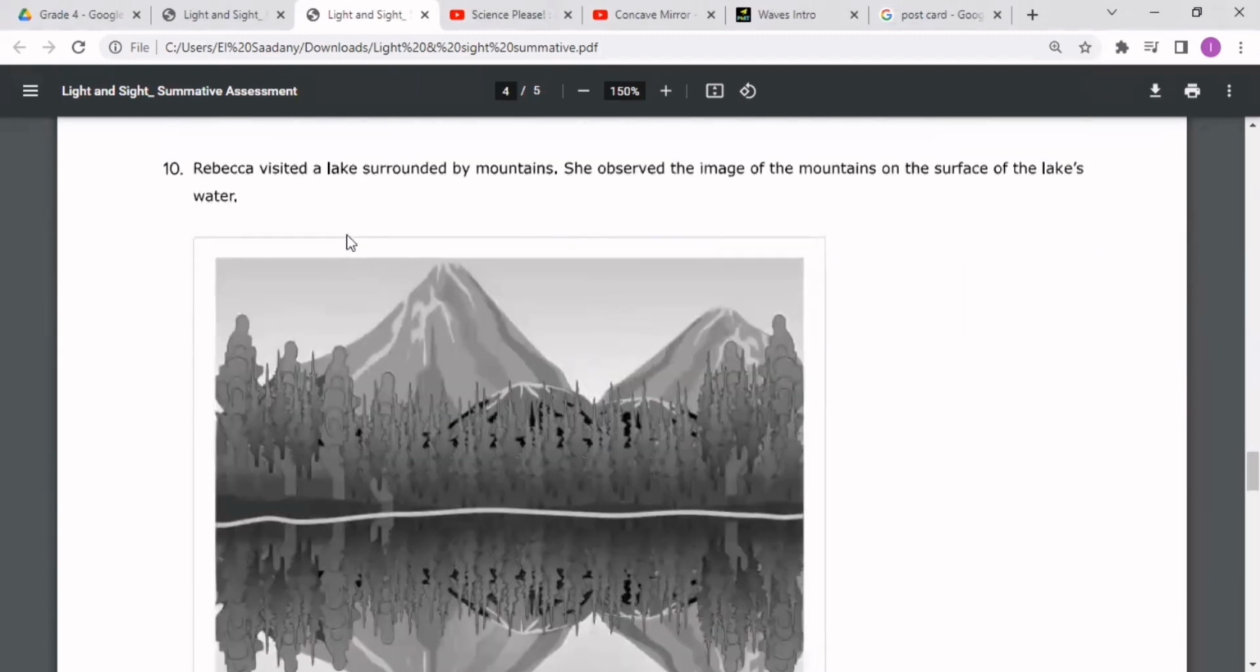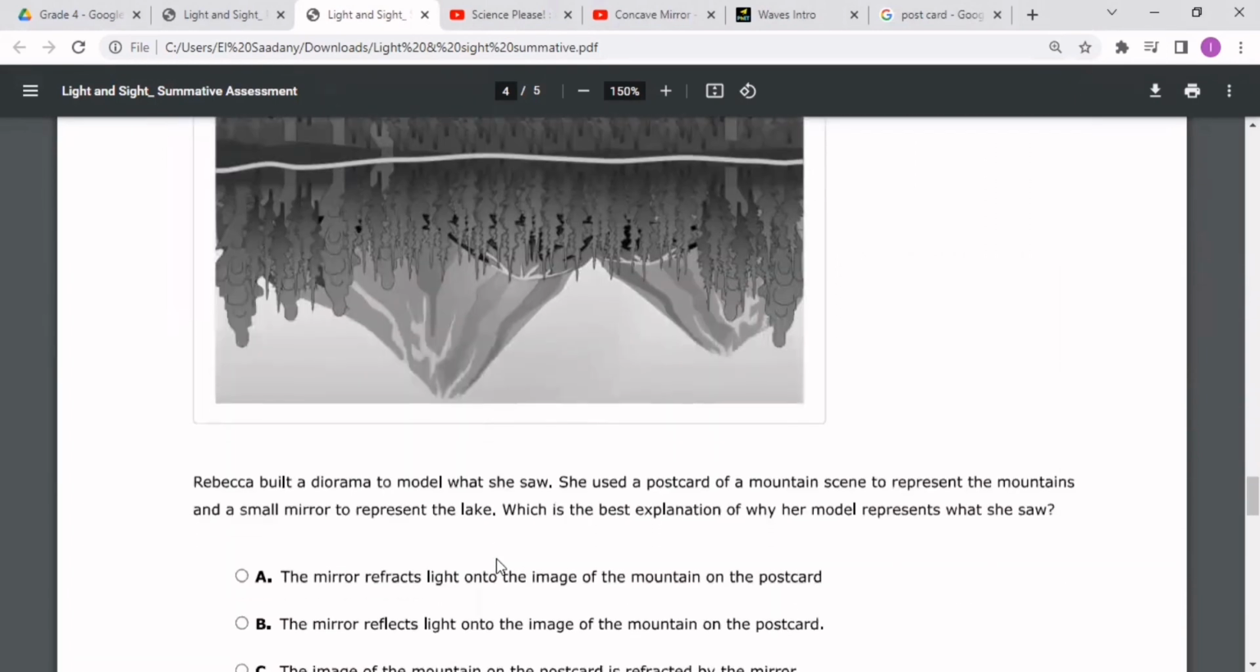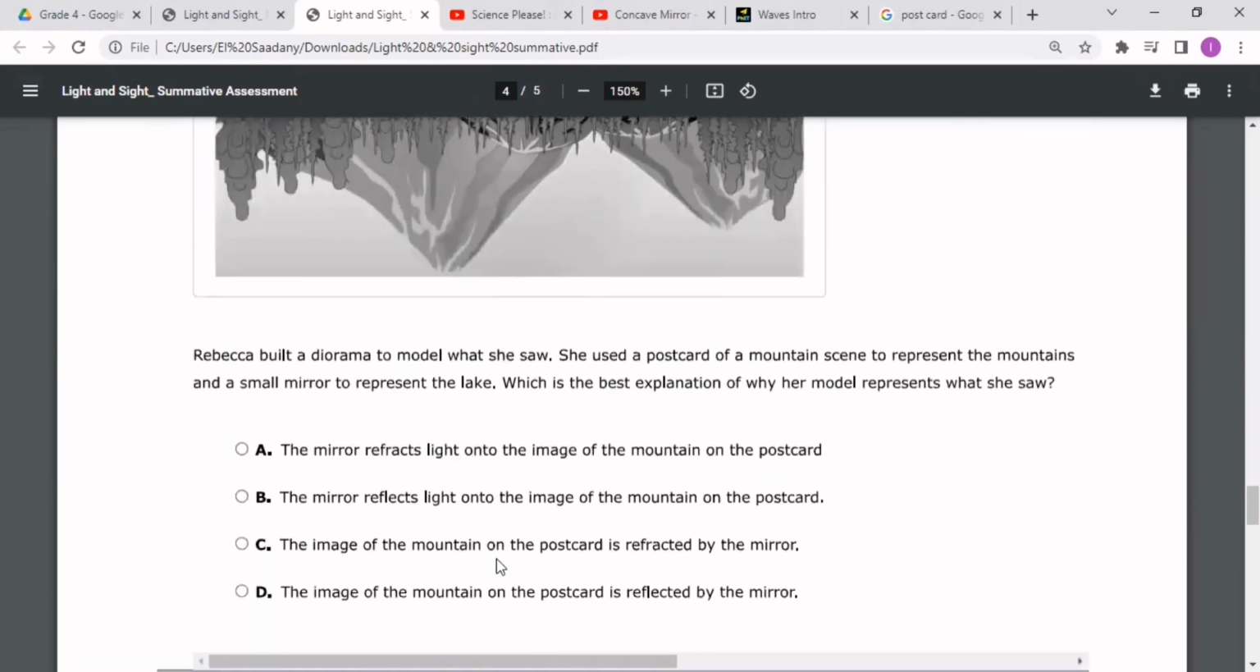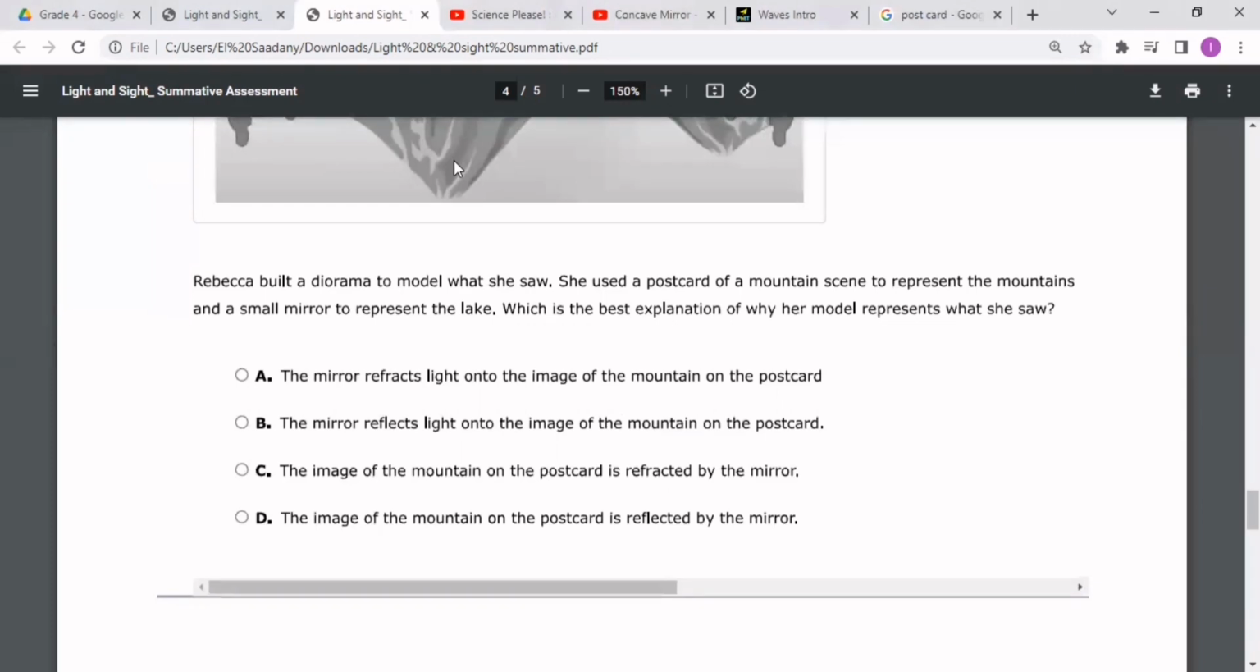Okay, so there was a girl named Rebecca. She visited a lake surrounded by mountains. She was on a trip, and then she saw mountains, and nearby the mountain there was a lake. There was water. And when she looked at the water, she observed that the image of the mountains is reflected on the surface of the lake. So when she went home, she made a model.